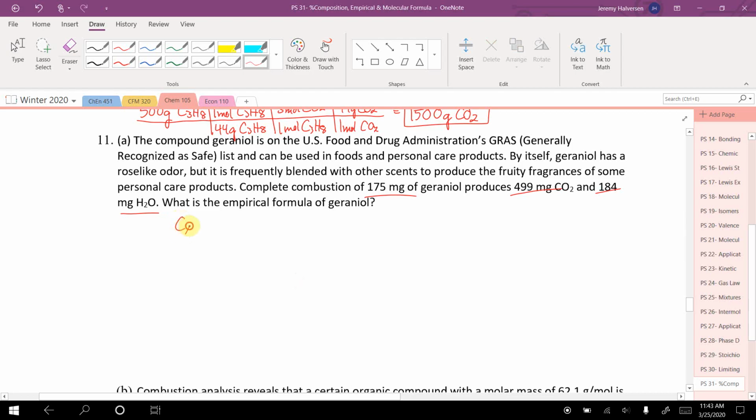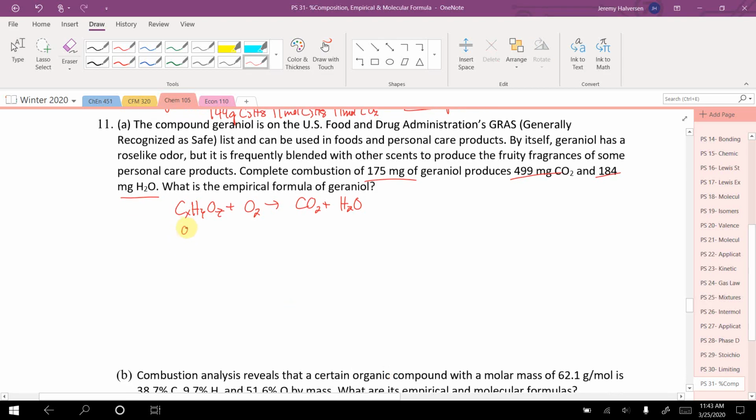All right, so this is our combustion analysis problem. So we have geraniol. We don't know the formula of it, so we're going to burn it. We get CO2 and water. Now we can't balance this equation because we don't know what these subscripts are, but we don't need to balance it, so we're going to use combustion analysis. So we have 0.175 grams of this stuff, and we get 0.499 grams of CO2 and 0.184 grams of water. So let's take our amount of CO2 and convert it into grams of carbon so that we know how much carbon we started with.